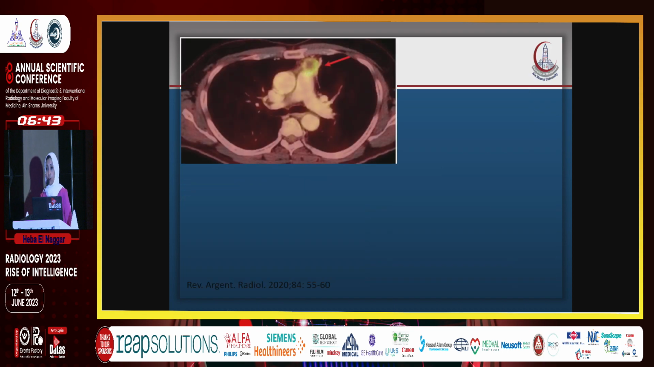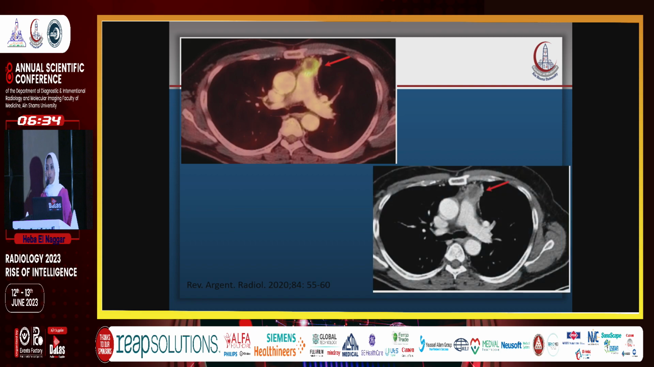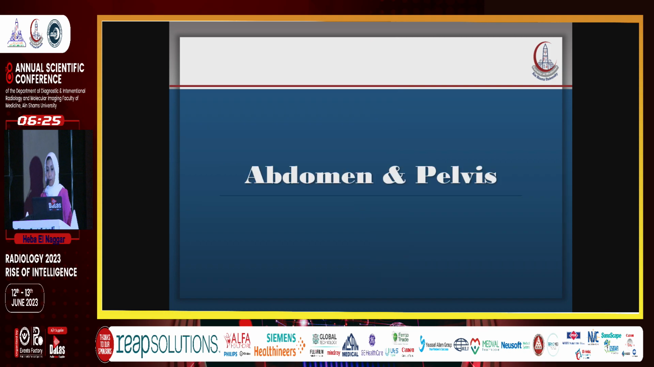But here to show you the difference from the homogeneous one we saw in the previous case, this is a case of cancer thymus. You can see here the thymus has lost its triangular shape, showing an irregular spiculated soft tissue mass with central breakdown, and this is a case of thymic carcinoma.